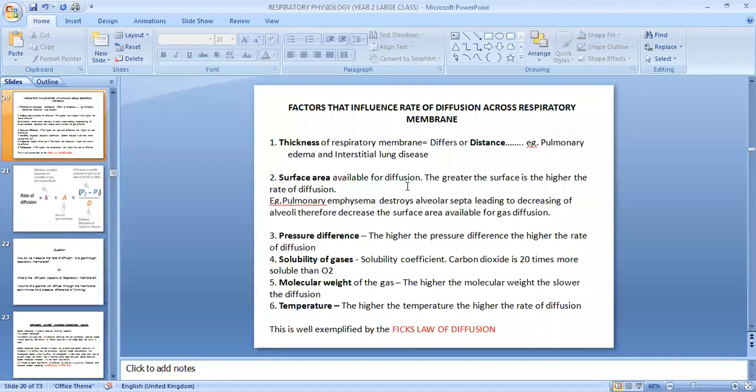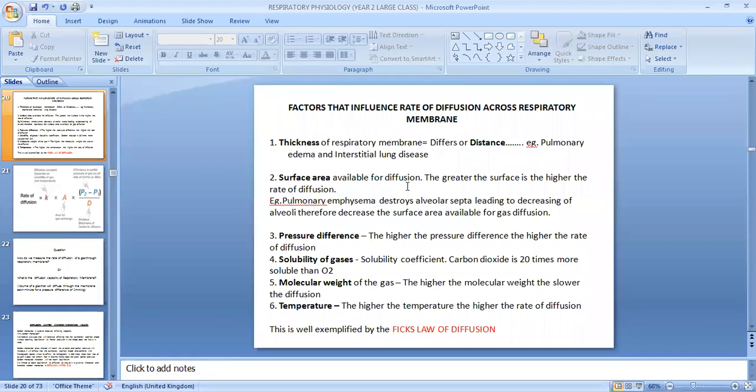Number 2, the surface area available for diffusion. The greater the surface area, the higher the rate of diffusion. There are disease conditions like pulmonary emphysema that destroy alveolar septa, leading to decreased alveolar surface area, and therefore compromise gas diffusion. Number 3, the pressure difference from the alveolar side to the blood side. The higher the pressure difference, the higher the rate of diffusion, and the lower the difference, the lower the rate of diffusion.